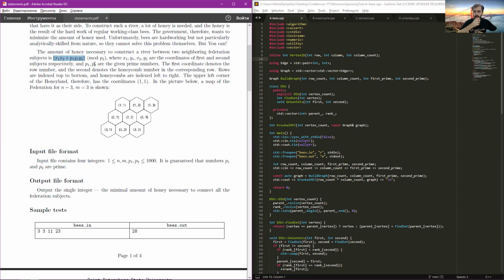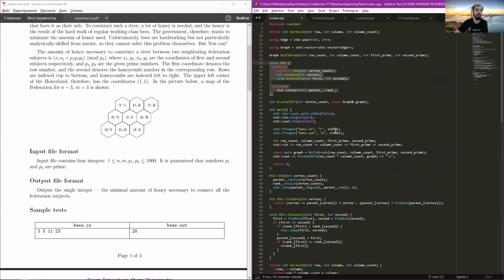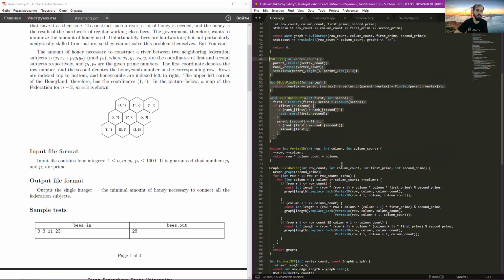You can just create 1000 buckets according to lengths and then put every edge into the corresponding bucket. You do not care in which order edges are processed within the same bucket. So the MST in this case may not be unique. They check only the total length of the MST. So yeah, that's it. I have my disjoint set union data structure. It has some operations. As usual, nothing interesting here.